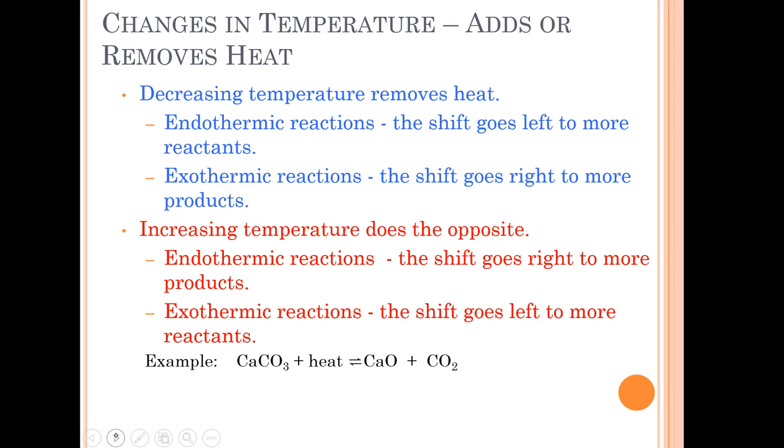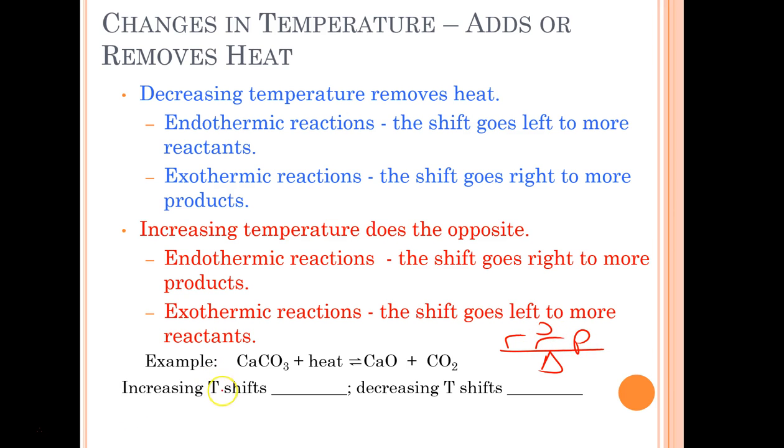Better to see it like this. Again, I want you to think of it as a perfectly balanced seesaw. Okay? If I increase temperature, here is temperature. Temperature is my reactant. So if I increase it, my reactant side is getting heavier. To rebalance, it's going to shift to the right. If I have it balanced, and I take away the heat, the reactant side gets lighter. To rebalance, it's going to shift left.